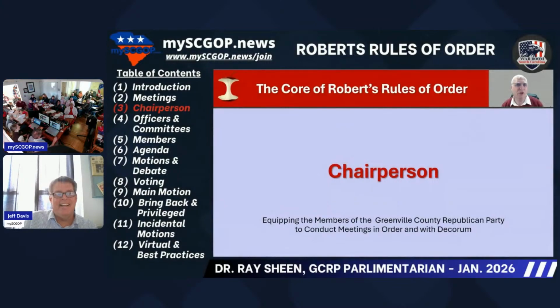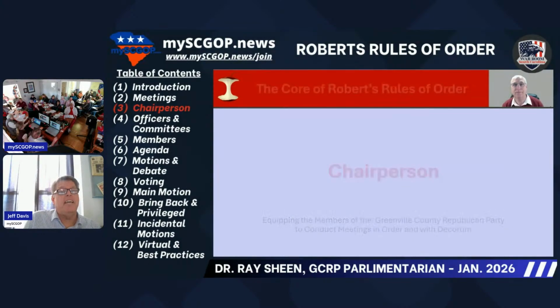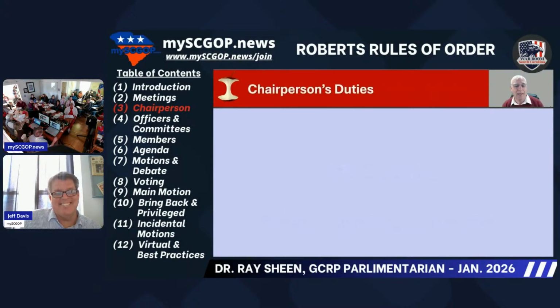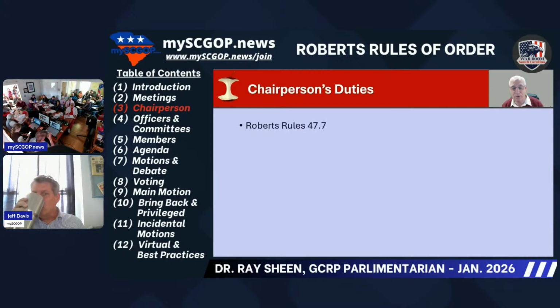Hi, I'm Ray Sheen. In this particular video, I'll be talking about the role of the chairperson. In a nutshell, the chair's primary role is to ensure the meeting runs smoothly and according to parliamentary procedure. In order to do this, the chair has several specific duties with respect to the conduct of the meeting. These duties are outlined in Robert's Rule 47-7.